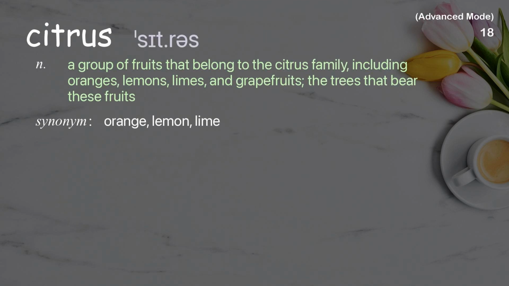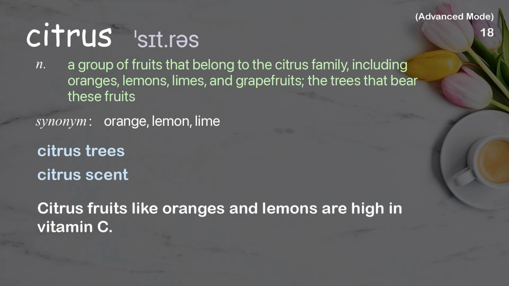Citrus. A group of fruits that belong to the citrus family, including oranges, lemons, limes, and grapefruits; the trees that bear these fruits. Examples: Citrus trees. Citrus scent. Citrus fruits like oranges and lemons are high in vitamin C.